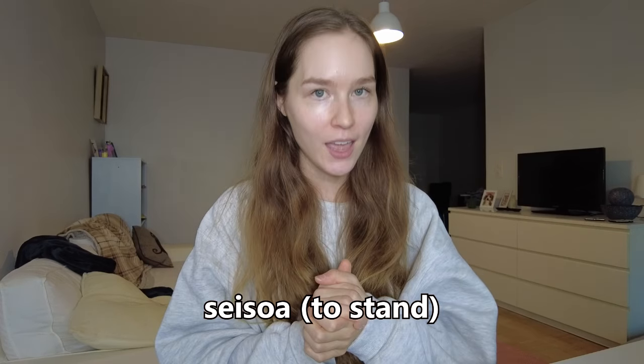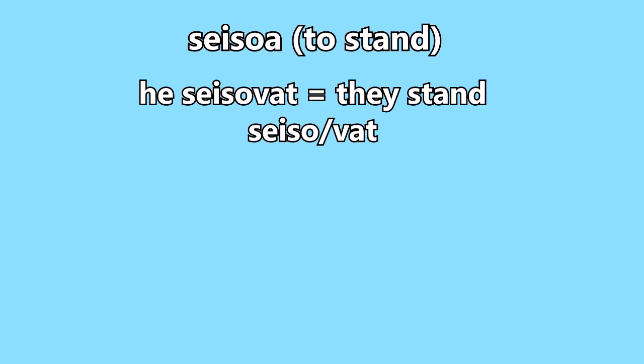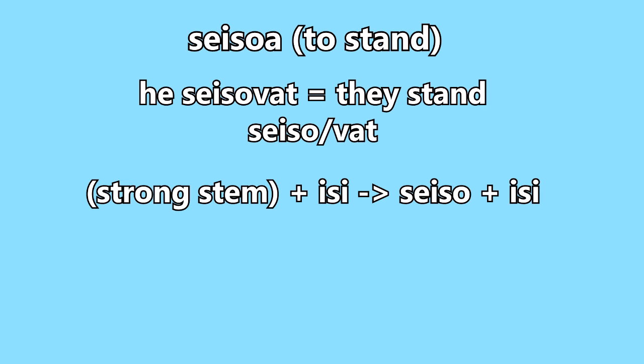Seisoa in the he form is he seisovat. Vat is the he marker, so we chop it from there and we're left with seiso. So we are using seiso, which is the strong stem of this verb, and adding isi after it. So it would be seisoisi.